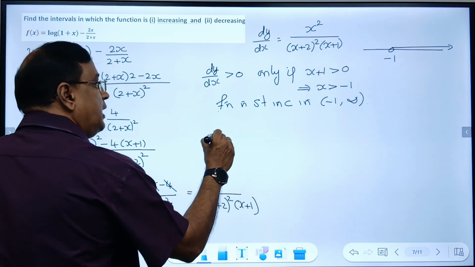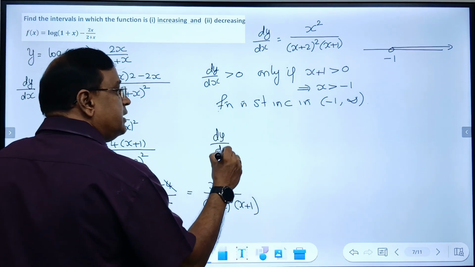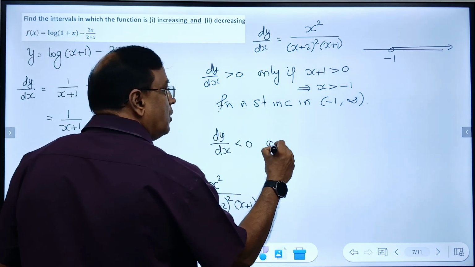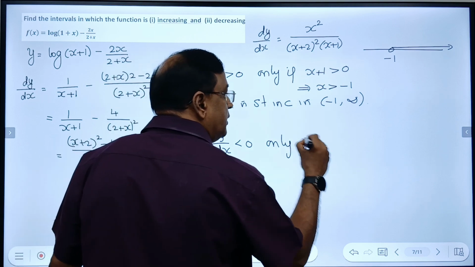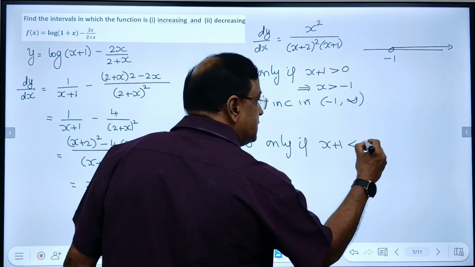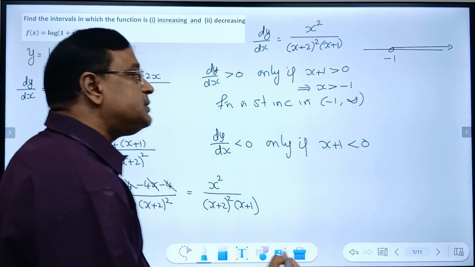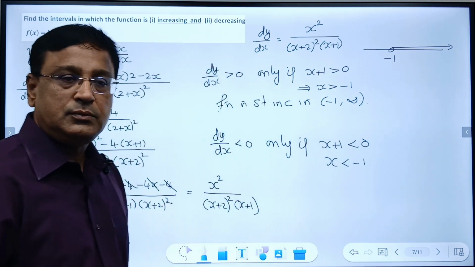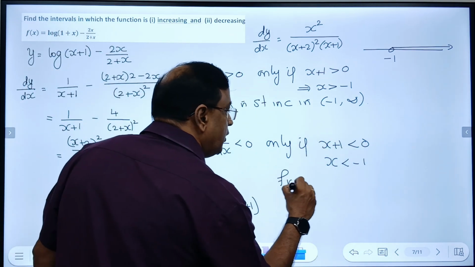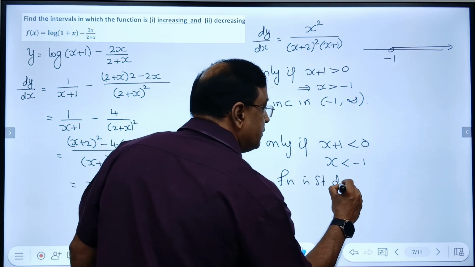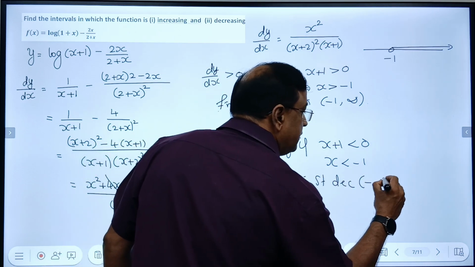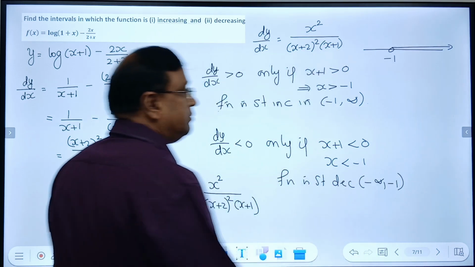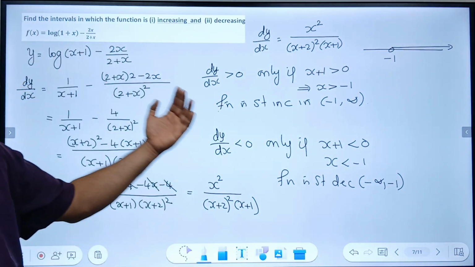Then you can say dy by dx is less than 0 only if x plus 1 is less than 0. When I say x plus 1 is less than 0, x is less than minus 1. Therefore, can I say the function is strictly decreasing where? In (minus infinity, minus 1). This is what generally everyone does.